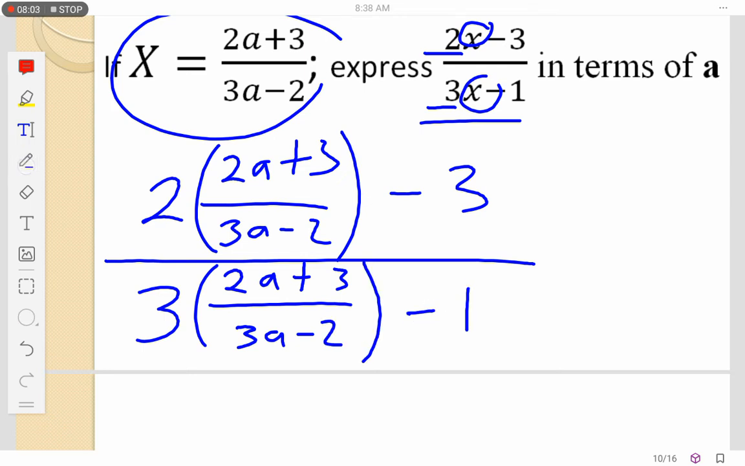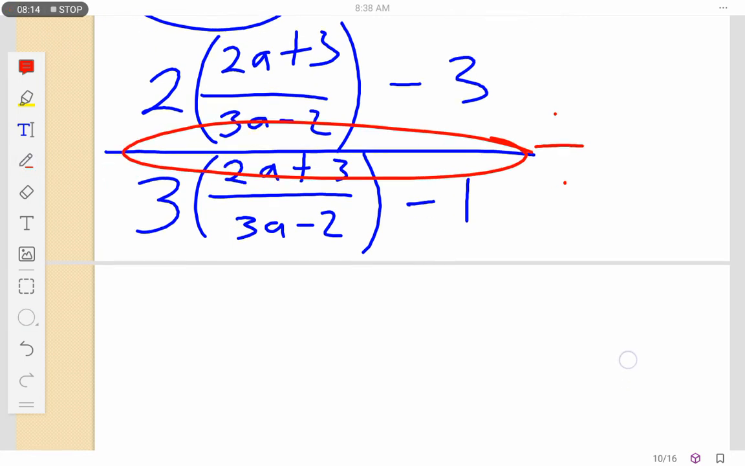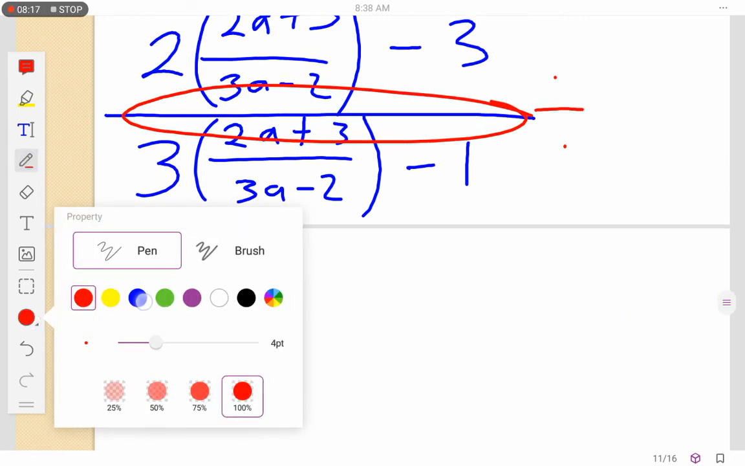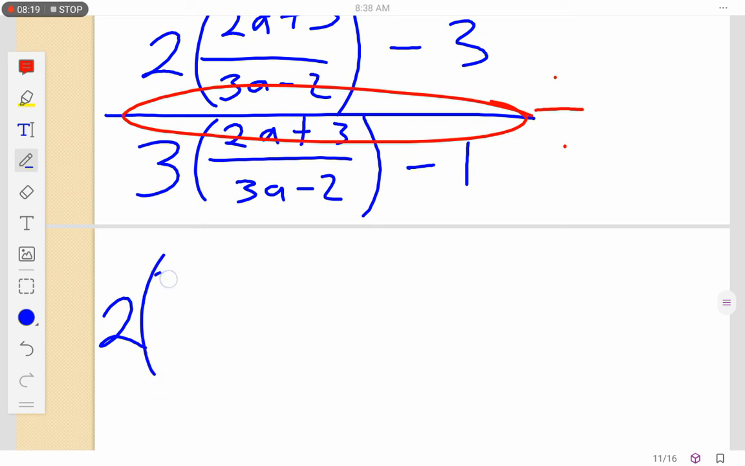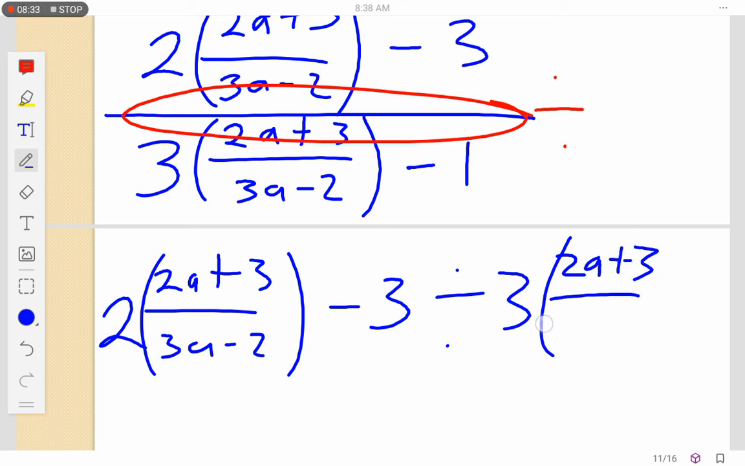Okay, like that. So this is what we now have. Remember, this is our division sign here. This is our division sign, so I can use them and divide there. Okay, let's do that. I can rewrite these items together as 2 by 2a plus 3 over 3a minus 2 minus 3 divided by 3 by 2a plus 3 over 3a minus 2 minus 1.